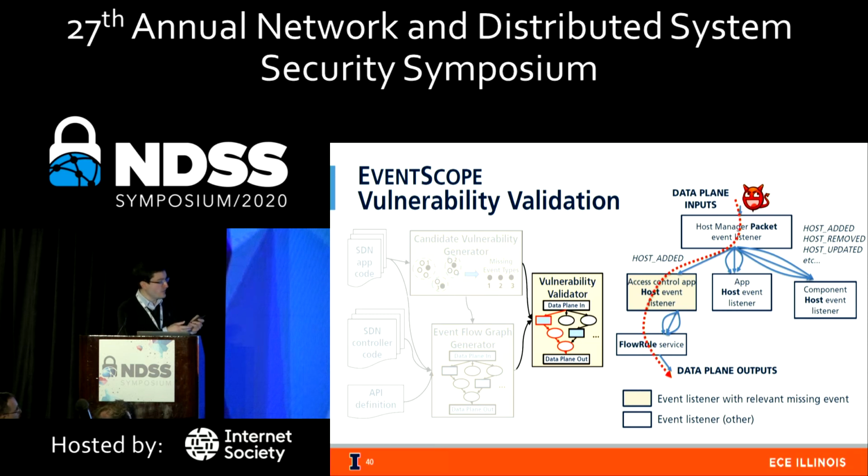So for instance, as shown here, the access control app is seen as vulnerable, so we need to find viable paths that start from the data plane input here and out to a data plane output here. And then that's considered a vulnerability in our case.